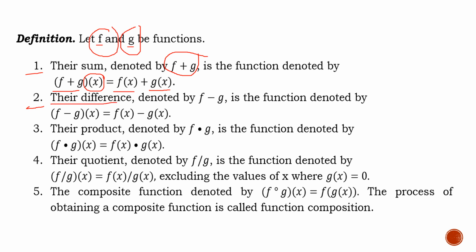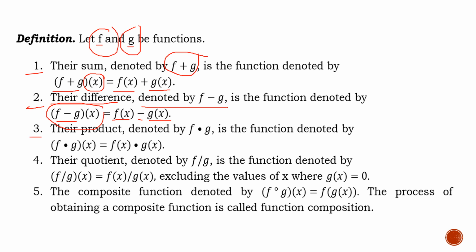For number 2, it's about subtraction. Their difference, denoted by f minus g, is the function where (f minus g) of x is equal to f of x minus g of x. So we're going to apply subtraction between f of x and g of x.